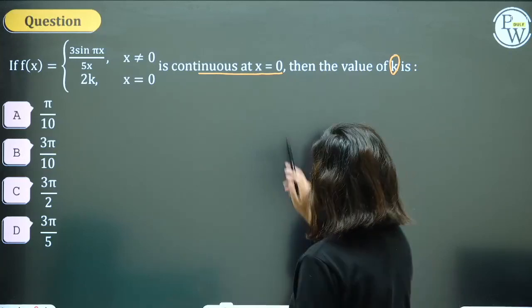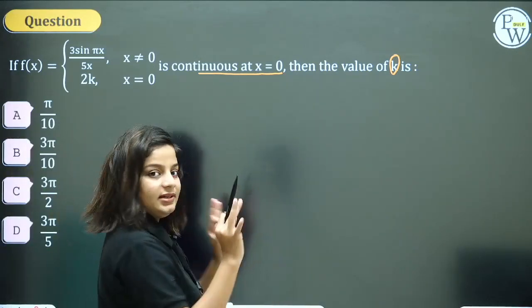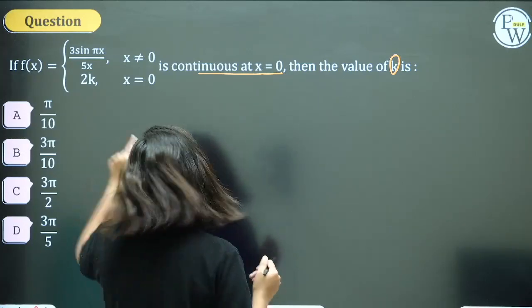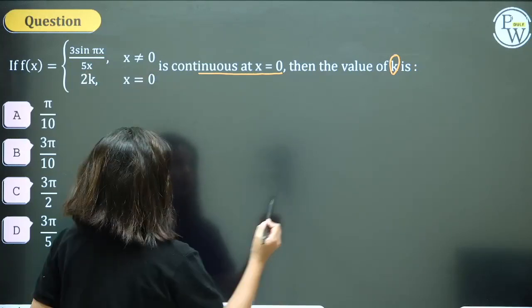Alright, now because the function is already continuous, I can use the definition of continuity. Which definition, first or second? So see, f of x is 3 sine pi x upon pi x when x is not equal to 0.